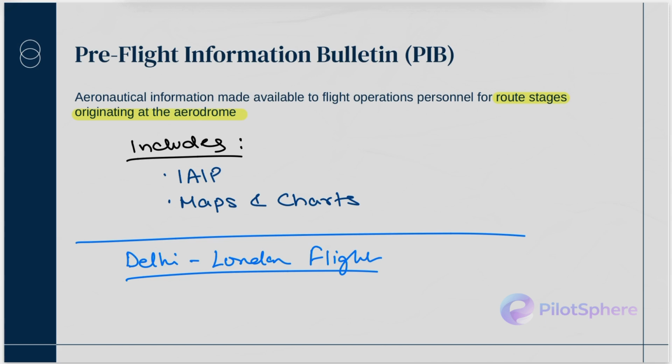That is it for PIB. That is it for the chapter itself. That is it for Aeronautical Information Services. So I hope you understood, and I hope I made it clear how the publications are made, how they are filtered, and how they are distributed.